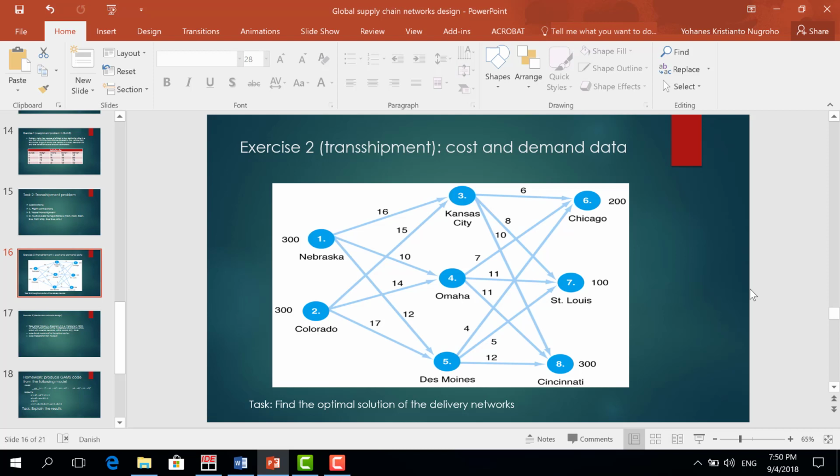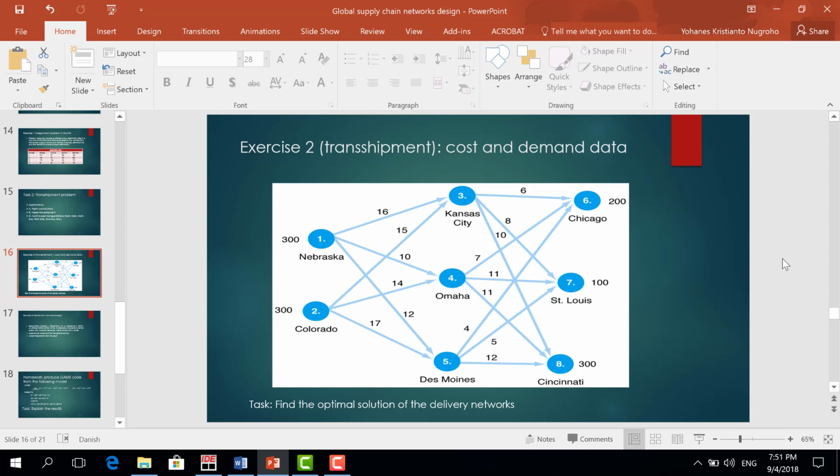The numbers here, for instance 16, 15, 10, represent the unit delivery cost. For instance, to deliver from Nebraska to Kansas, it takes 16 US dollars per unit of products. Or if we assume that this is a travel, it means it is 16 US dollars per person. And the task of this exercise is to find the optimal solution that can minimize the total cost of the network.